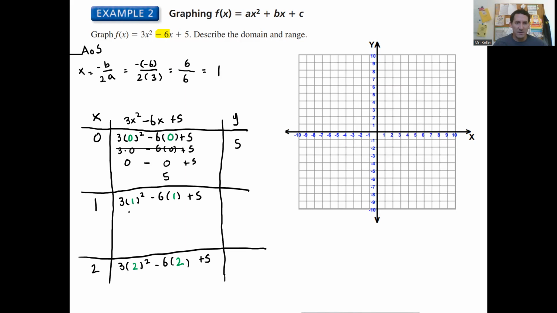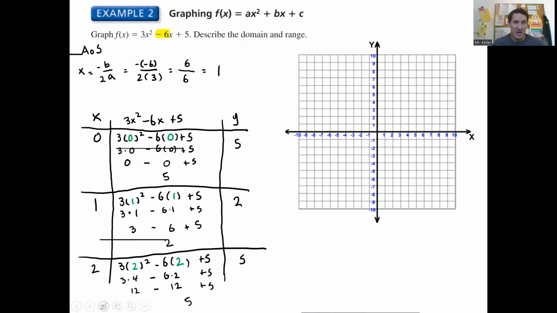1 squared is 1. So 3 times 1 minus 6 times 1 plus 5. 3 times 1 is 3, minus 6 times 1 is 6, plus 5. 3 minus 6 is negative 3, plus 5 is positive 2. 2 squared is 4. 3 times 4 minus 6 times 2 plus 5. 3 times 4 is 12. Minus 6 times 2 is 12. And plus 5. 12 minus 12 is 0. Plus 5 is 5.